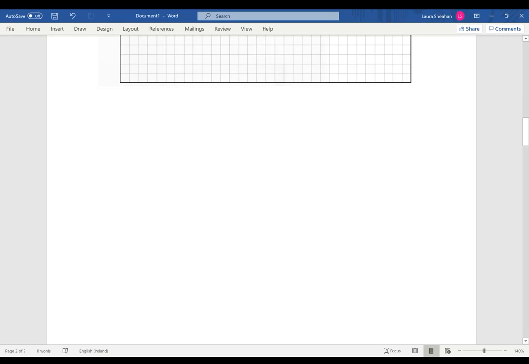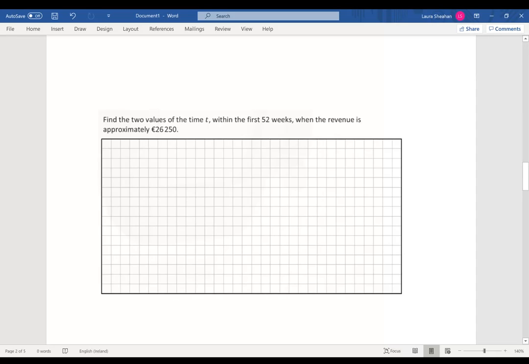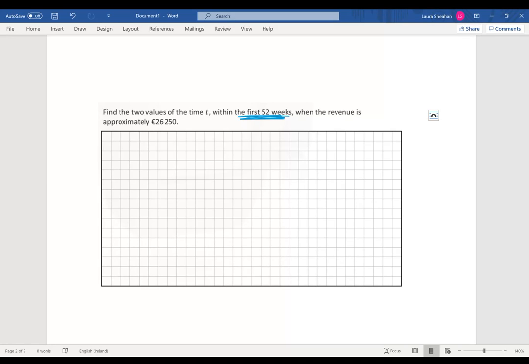The next part of this says, find the two values of the time within the first 52 weeks. So I'm only looking, and this is important because it's within the first period or within the first full cycle, when the revenue is approximately 26,250.